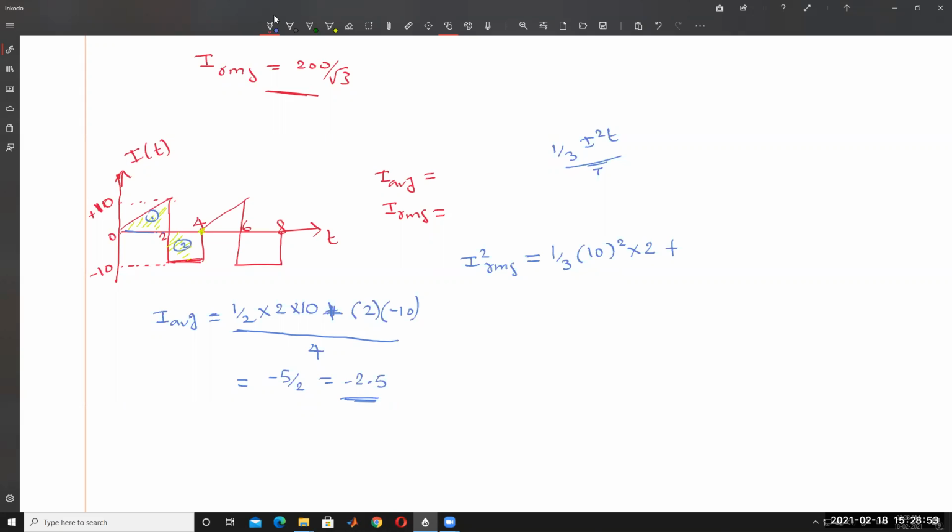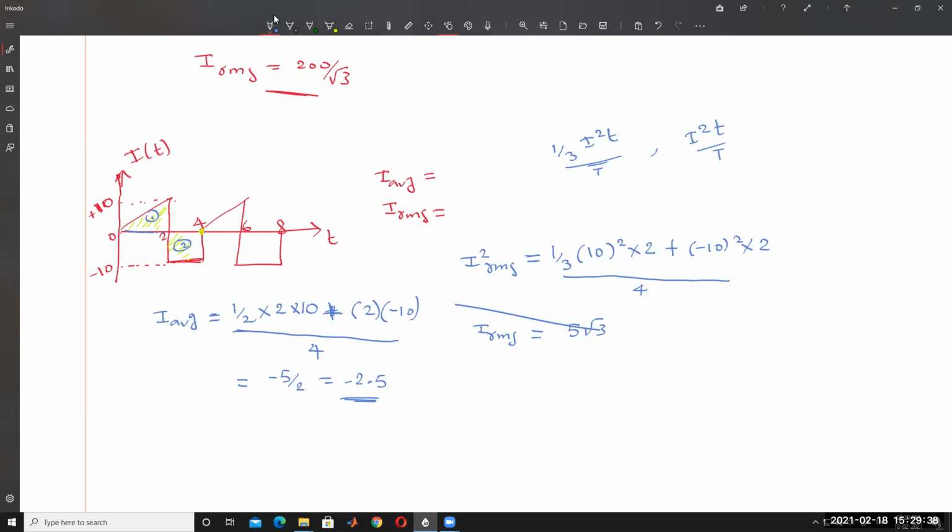For the second, the square type, what is the RMS value? I squared into T divided by the total time period. Understood? For the square type, minus 10 whole squared into the time, 2 to 4, what is the time period? 2 now. So 2 divided by the total time period here, 0 to 4. Okay, so you will get I RMS is equal to, simplify this expression, you will get 5 root 3.